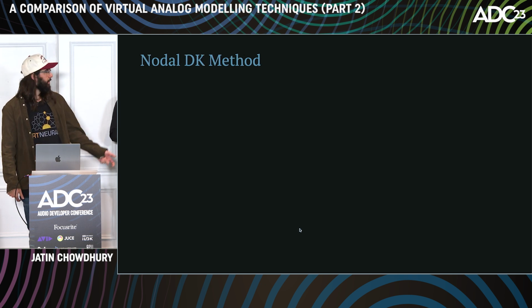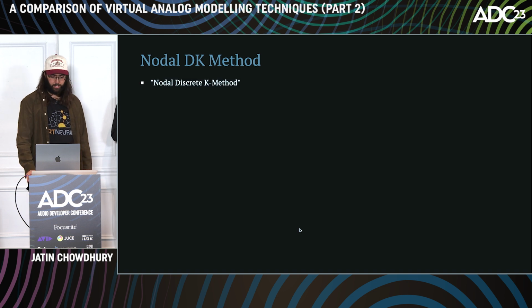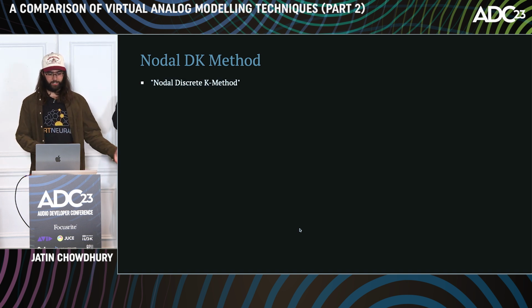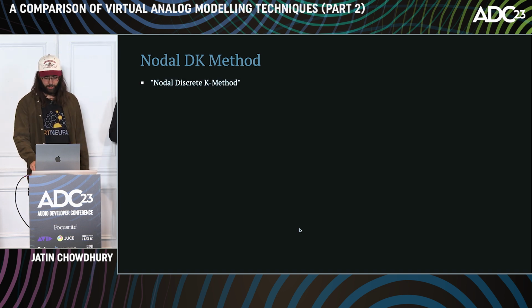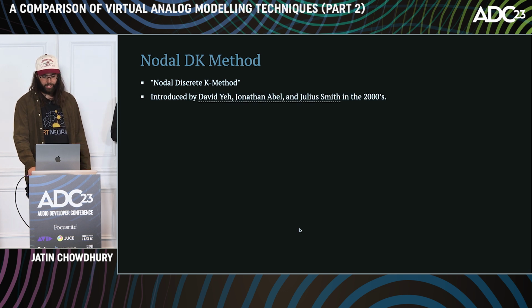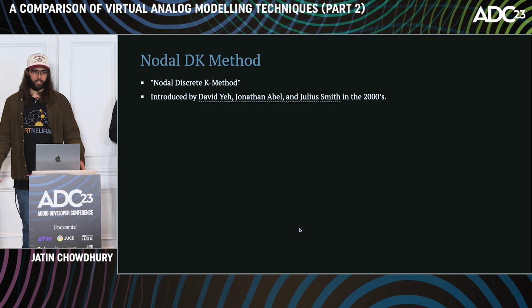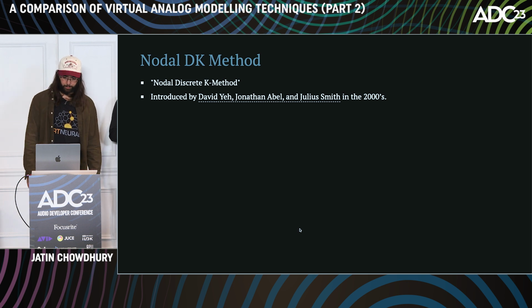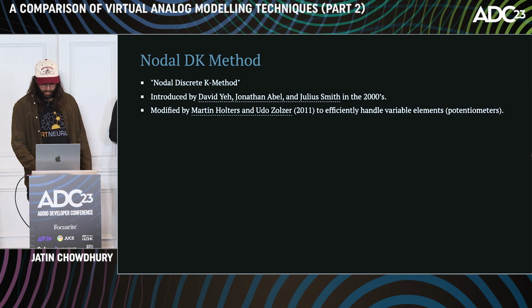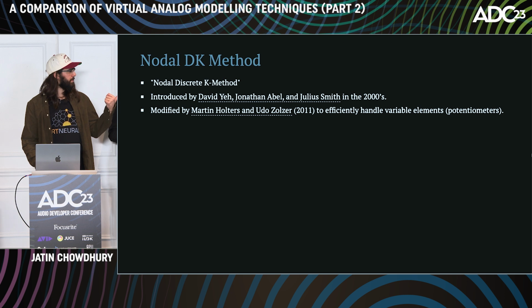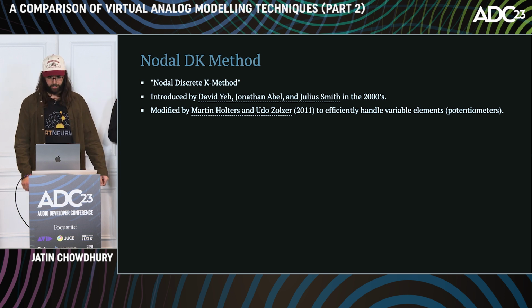So next we'll talk very briefly about the Nodal DK method. It's short for Nodal Discrete K method. The K method is something else that we're not going to talk about. And this was worked on a lot by David Yeh back in maybe 2005 to 2010, along with some other folks at CCRMA. And the notation that I use mostly comes from this paper by Holters and Zölzer in 2011.